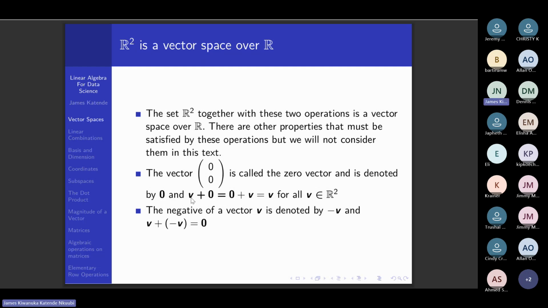And of course, if you add this 0 vector to any other vector, it doesn't change. The 0 vector does not change the vector because you're adding 0 to each component, so none of the components will change.